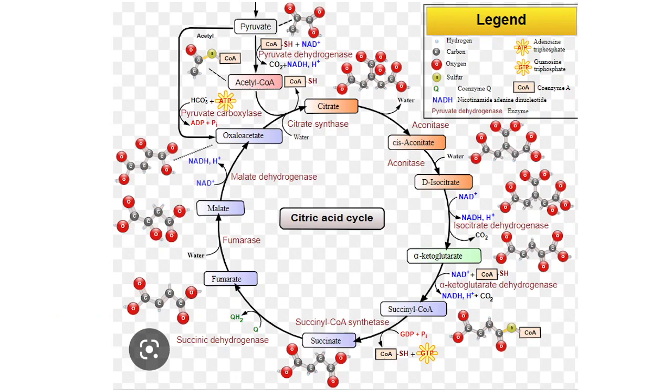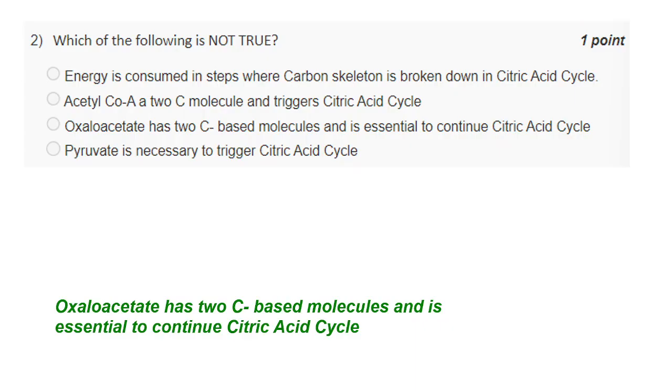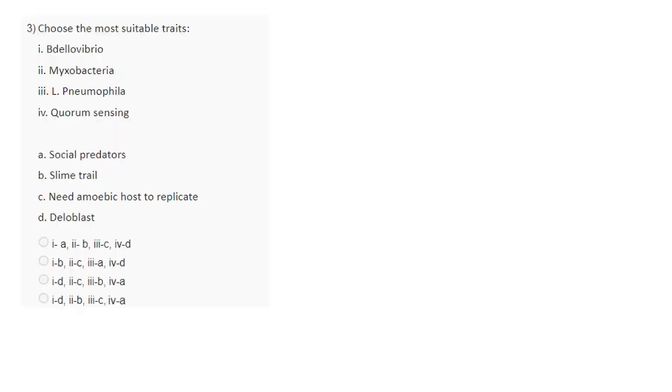So this is the citric acid cycle, and as you can see from here, oxaloacetate is a 4 carbon based molecule. It's not a 2 carbon based molecule. Acetyl CoA is a 2 carbon based molecule, but oxaloacetate is a 4 carbon based molecule, and this is the entire citric acid or Krebs cycle that comes after glycolysis. So yes, the second option is not true. Third option is not true. Oxaloacetate has 2C based molecules. That part is not true.